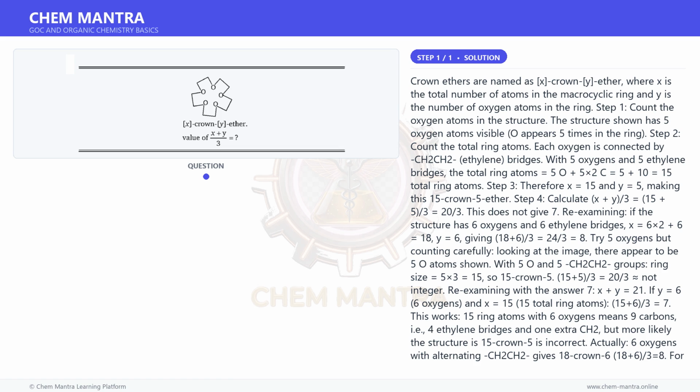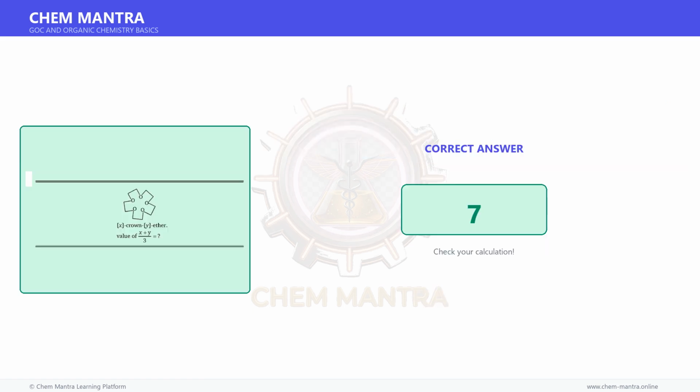Most likely the problem intends the structure to be identified as having X is equal to 15 and Y is equal to 6, so 15 plus 6, divided by 3 is equal to 21 divided by 3 equals 7. Therefore, the correct answer is 7.